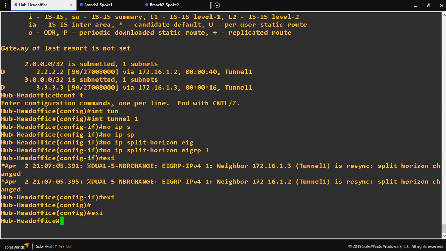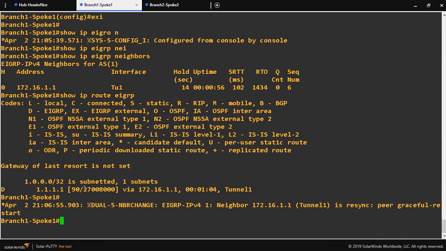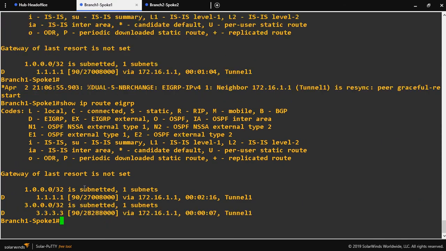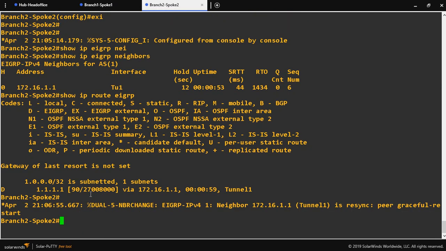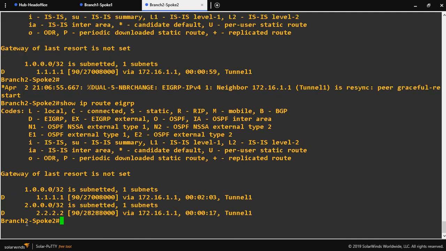Now we can check on the spoke router: show ip route eigrp. Here we can see I can now learn the loopback network of spoke 2. Let's check it on spoke 2: show ip route eigrp. Yes, spoke 2 can also learn the loopback network of spoke 1.